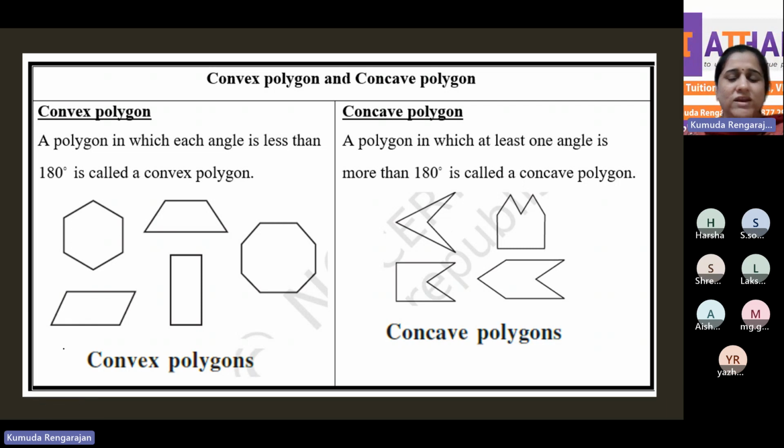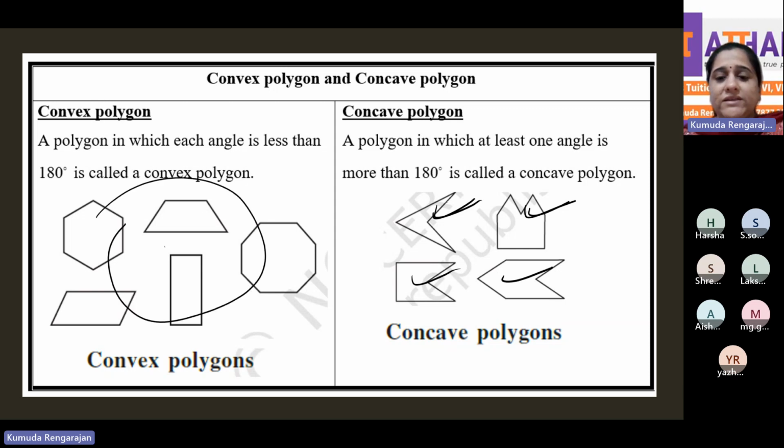So it's very obvious, when you look at the figure, you can say whether it is concave or convex. You don't have to actually measure any angle. Just look at the figure and you can say, yeah, this is convex. Concave, concave, concave, convex, concave. And look at these, they don't have a mouth like this.